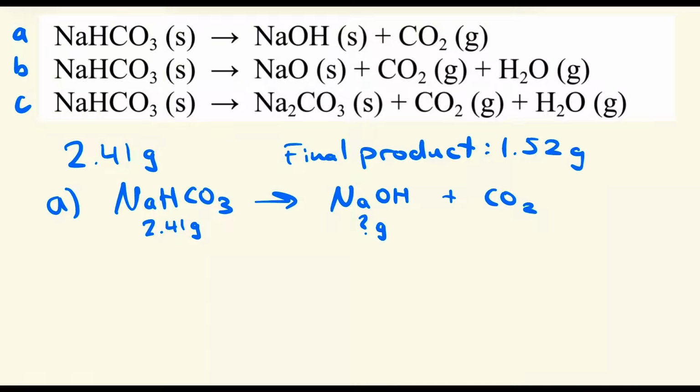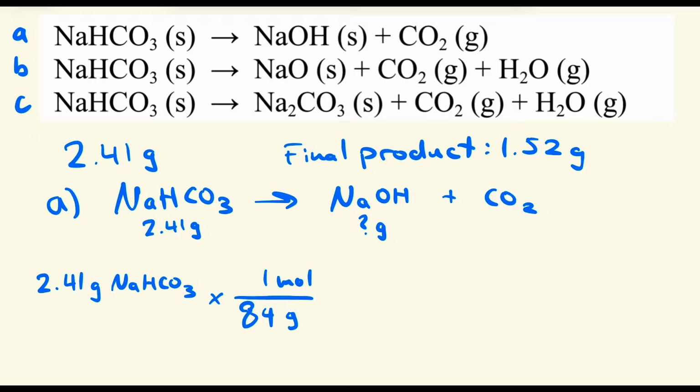So let's do an example calculation here. Let's start with 2.41 grams of sodium bicarbonate, and then we will convert this into moles. The molar mass of sodium bicarbonate is approximately 84 grams. Next, we will convert this into moles of our sodium hydroxide. Since this is a 1-to-1 ratio, we just will put 1 on the numerator and the denominator.